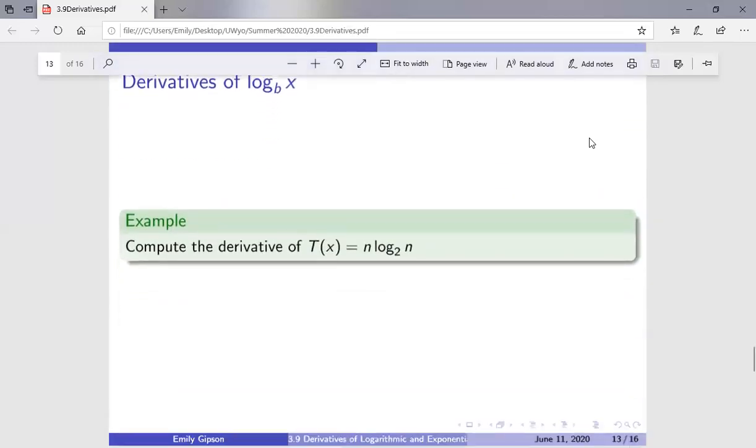So let's take another example. Compute the derivative of t of x equals n log base 2 of n. Go ahead and see how far you can get and then come on back.